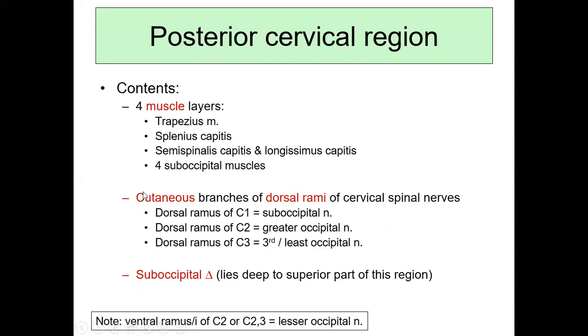And for the rami, we have the cutaneous branches of the dorsal rami of the cervical spinal nerves: dorsal ramus of C1, the other name for this dorsal ramus of C1 is the suboccipital nerve; dorsal ramus of C2 that gives rise to the greater occipital nerve; and dorsal ramus of C3 that gives rise to the third or least occipital nerve. This is the cutaneous branch of the dorsal rami. And then we also have the suboccipital triangle that lies deep to the superior part of this region, in the posterior cervical region.